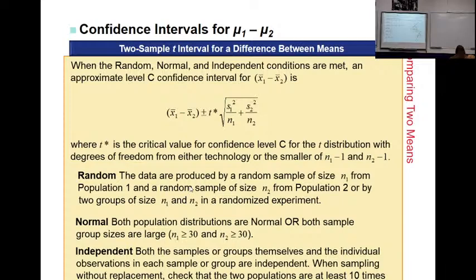Hey, look, it's our conditions. Random: do they both come from random samples, or are we splitting these into 2 different groups and assigning them randomly? Those are going to be the 2 most common ways that the random condition is met. You need to check these for both sample sizes. Normal: normally, you need to check whether both sample sizes are at least 30, and if they're not, you need to check some of their graphs. Independent: both populations at least 10 times the sample size. So, the same conditions that we've been doing.